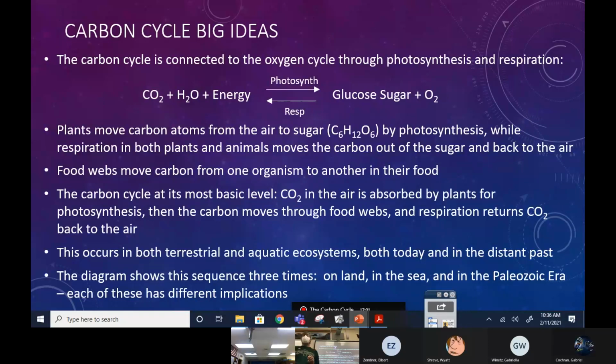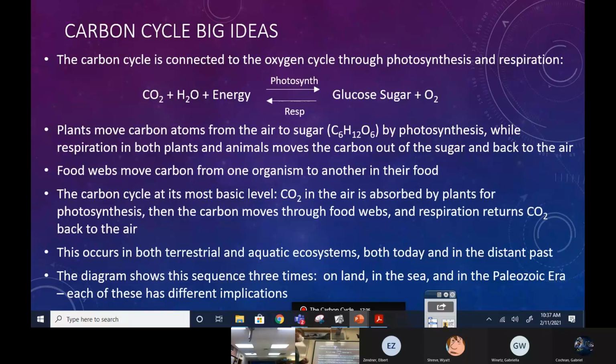It also happened long ago, and this has big implications for our climate today. So yeah, we have the carbon cycle happening today of photosynthesis, eating, and respiration, but it also happened in the days of the dinosaurs, where plants that were alive then were absorbing carbon from the atmosphere. Herbivorous dinosaurs were eating them. Carnivorous dinosaurs ate the herbivores. And then all those dinosaurs released carbon dioxide back into the air. So it cycled, made this loop.